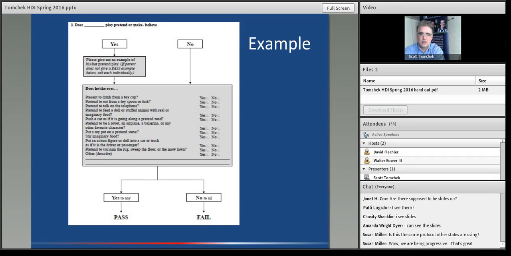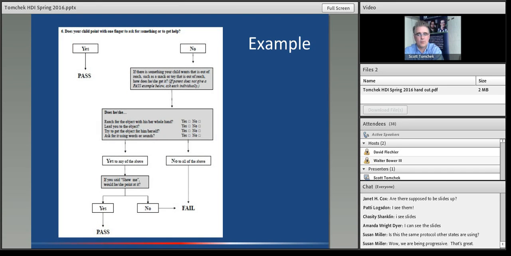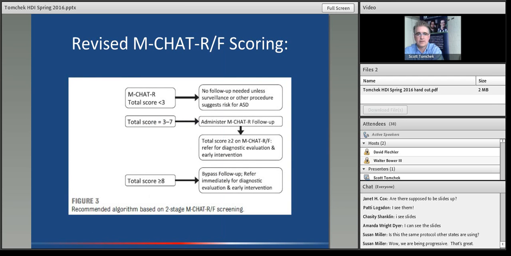And I just wanted to give you an overview of the instrument psychometrically. The revised, especially with follow-up questions, has higher predictive value and better specificity for autism when the follow-up questions are used. If the follow-up questions are not used, it's really more of a broadband screening measure to show that children have developmental delays, and in particular some social communication delays.